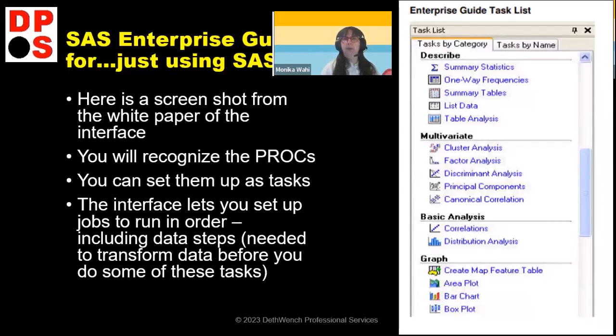So for example, one of the things we would do at the Army is, if we created a variable, like let's say we created age group from age, we'd run a two-way frequency with list missing because we wanted to see if we recoded everything right. And so that could be like a job that I could set up that automatically runs after that. And so it lets you set up these jobs to run in order.